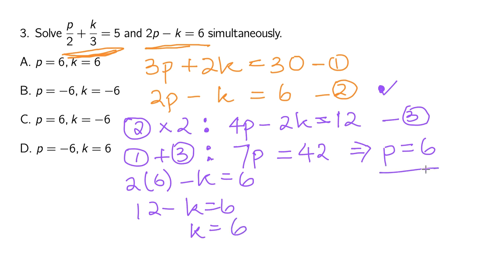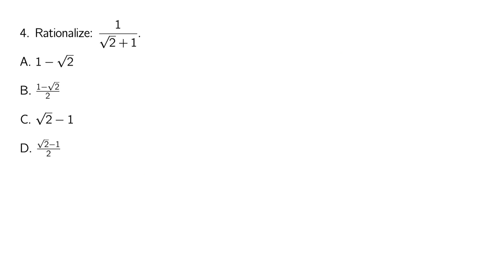So we have p equals 6 and k equals 6, and the option that has that is option A. So we go to the next question, question 4. It says we should rationalize 1 over the square root of 2 plus 1.